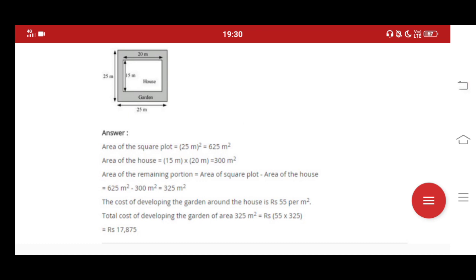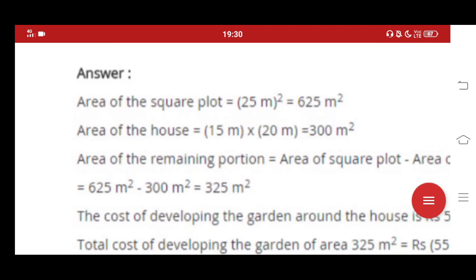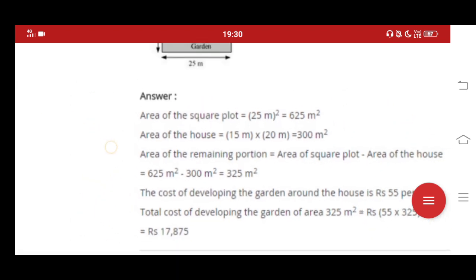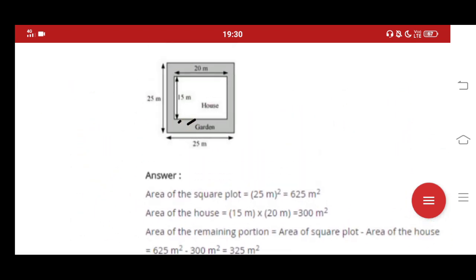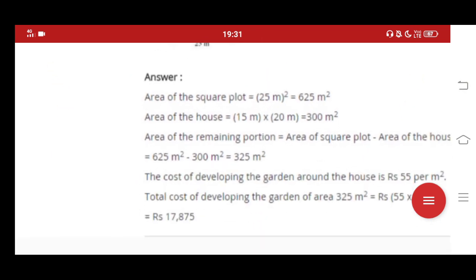Now the area of the house. The house is in the shape of a rectangle, length into breadth. So the area of the house is length into breadth, that is 300 meters square. Now the area of the remaining portion. The remaining portion means the shaded area. We want to find the area of this shaded portion, because we have to construct the garden between the plot and the house. If we subtract the area of the house from the area of the square, we get the remaining area: 625 minus 300, which is 325 meters square.